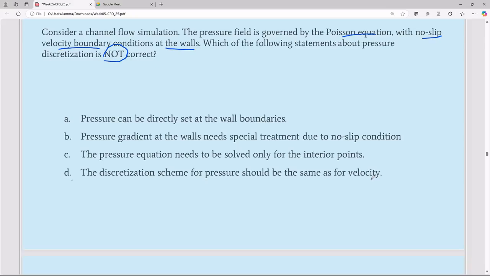So the question is about discretization of pressure in a channel flow simulation. You can inbox your answers.